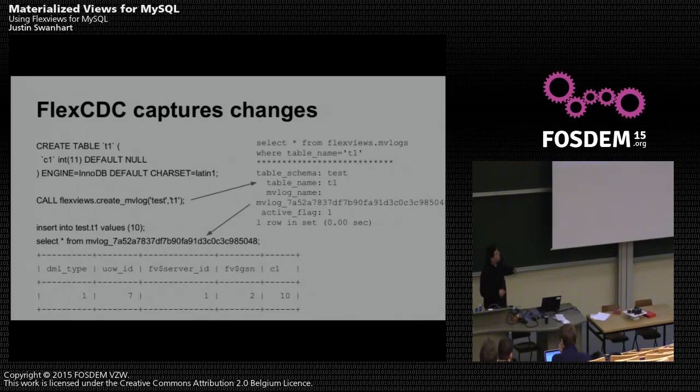The reason that I do that is the table name can only be 64 characters. So if you had a 64-character table and a 64-character schema, it wouldn't be able to create the materialized view log. So it uses an MD5 instead.